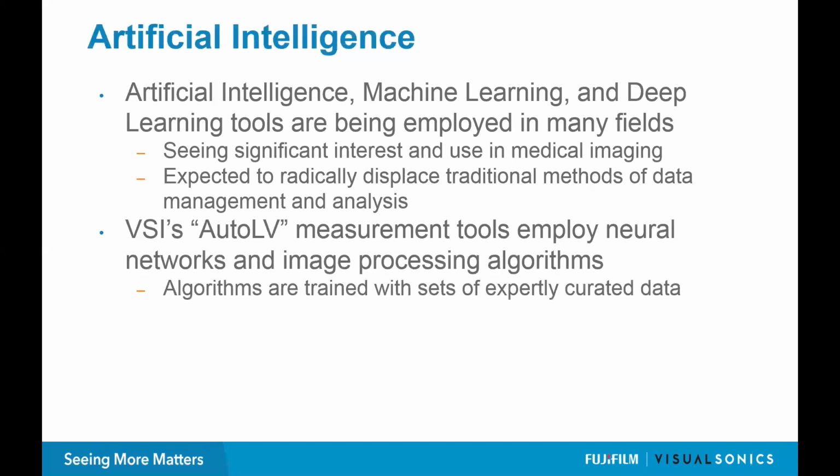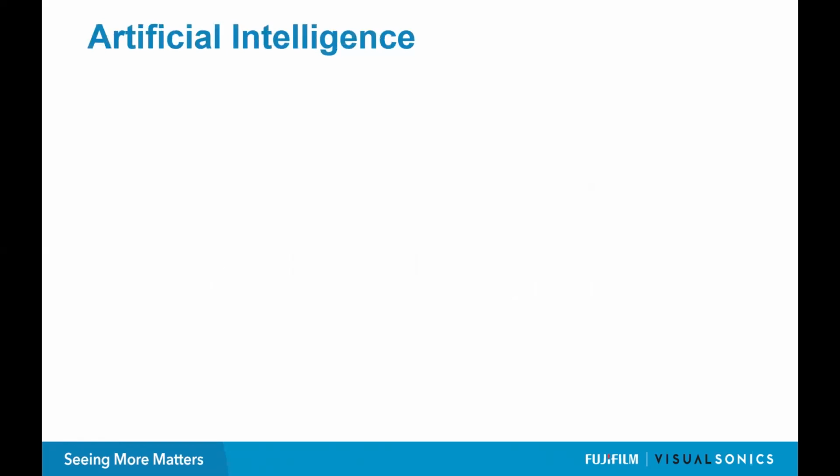So our AutoLV measurement tool, or tools actually now, because it is two separate tools, uses neural networks and image processing algorithms to do measurements on images for you. And these algorithms have been trained with sets of data that we have collected from ourselves and from various customers. And we've had our in-house experts, our application scientists, go through and make sure that all of the measurements that are placed on those images are correct before those measurements are then passed into these algorithms for training.